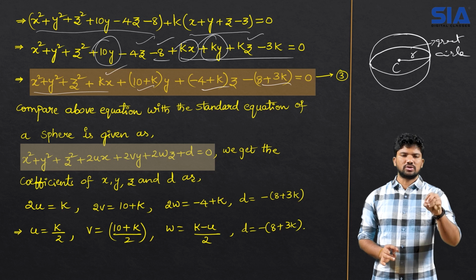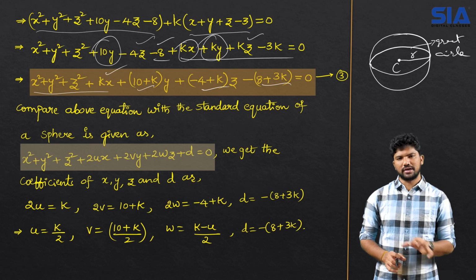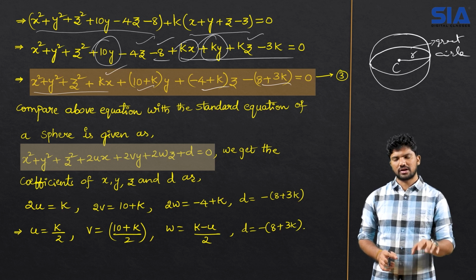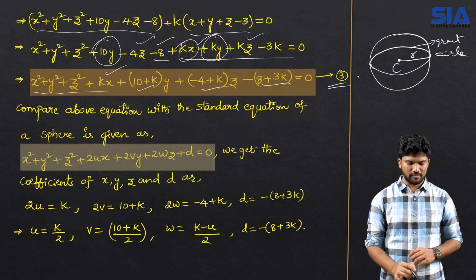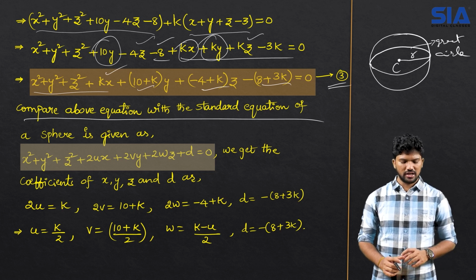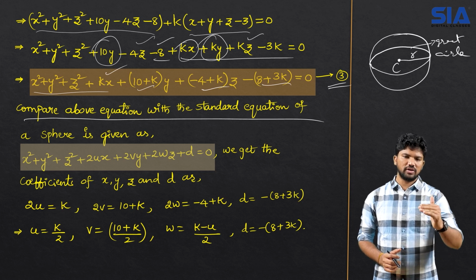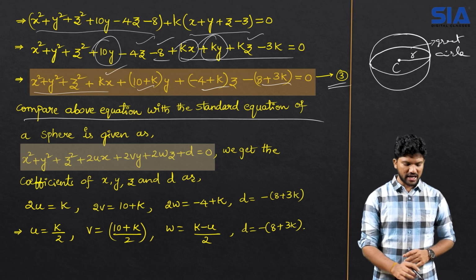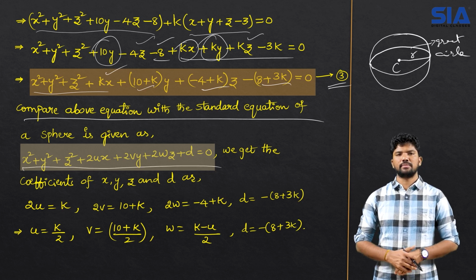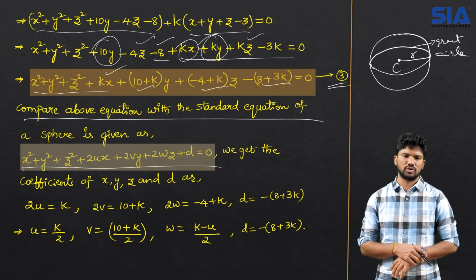The aim is that the total equation we are converting into the general equation of the sphere. Why? Because when you convert into the general equation of the sphere, then only can we compare with the general form of the sphere. Take it as equation number 3. Above equation number 3 we compare with the standard equation of the sphere. What is the standard equation of the sphere? x square plus y square plus z square plus 2ux plus 2vy plus 2wz plus d is equal to 0.